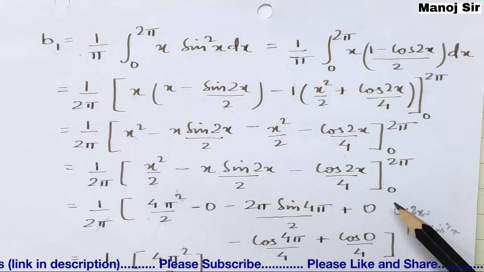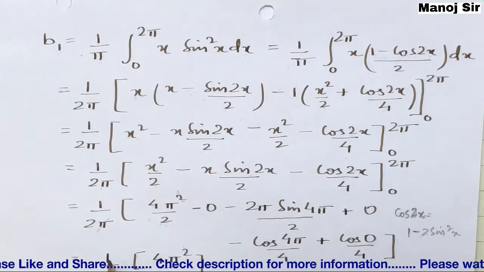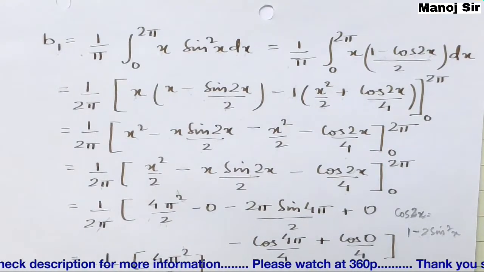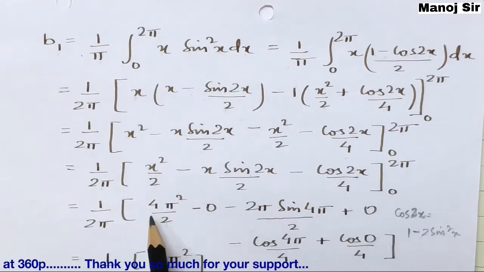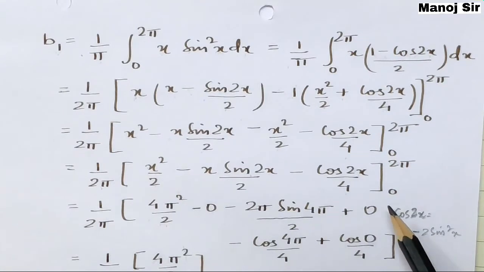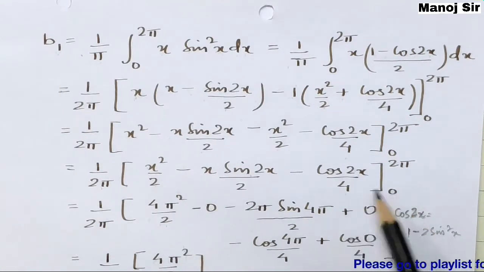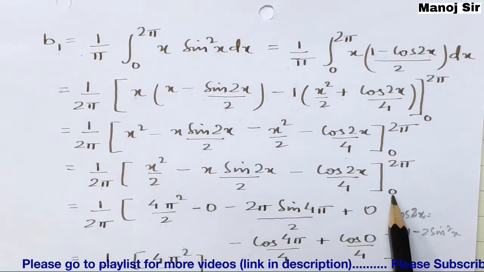Now we will put the limits. This is going to be 1 upon pi. In place of x we need to put 2 pi, so this is going to be 4 pi square upon 2. Here again, upper limit is positive and lower limit would be negative. The lower limit will become 0.